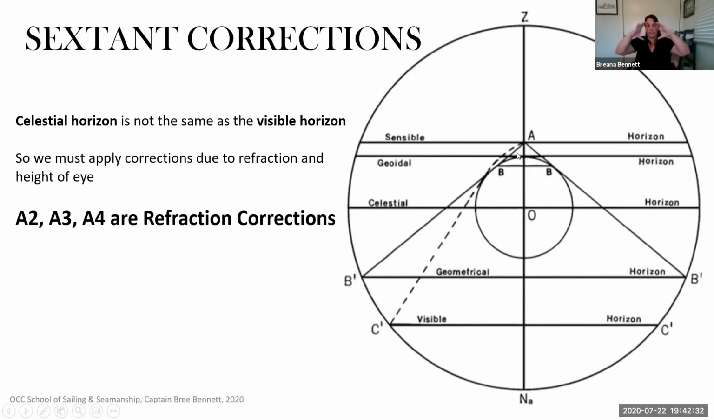So we are a little bit out, right? We are on the Earth's surface, so we need to take into account some differences. Our visible horizon can bend because of the atmosphere. And then we can also have our geometrical horizon. And then we have our celestial horizon, which is what we want to bring the body to. Your sensible horizon is from you directly out, so that we don't use for anything.